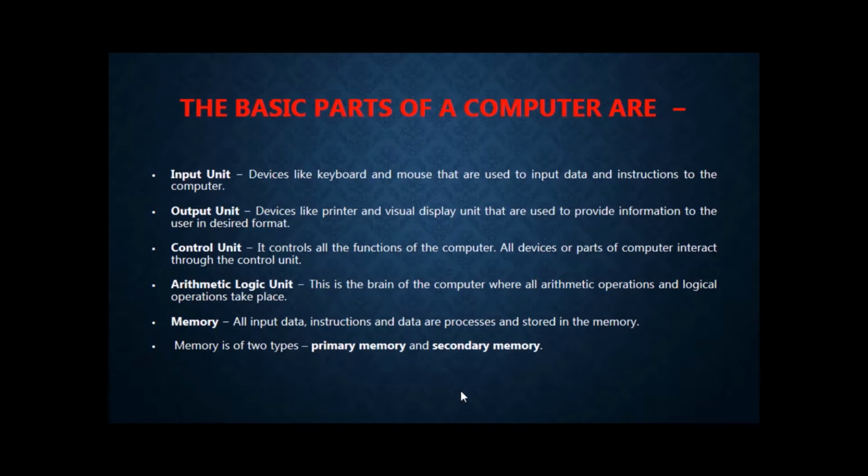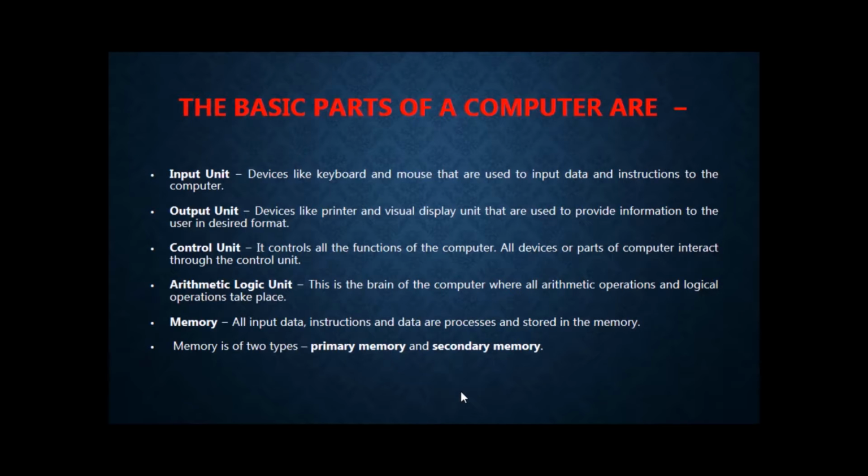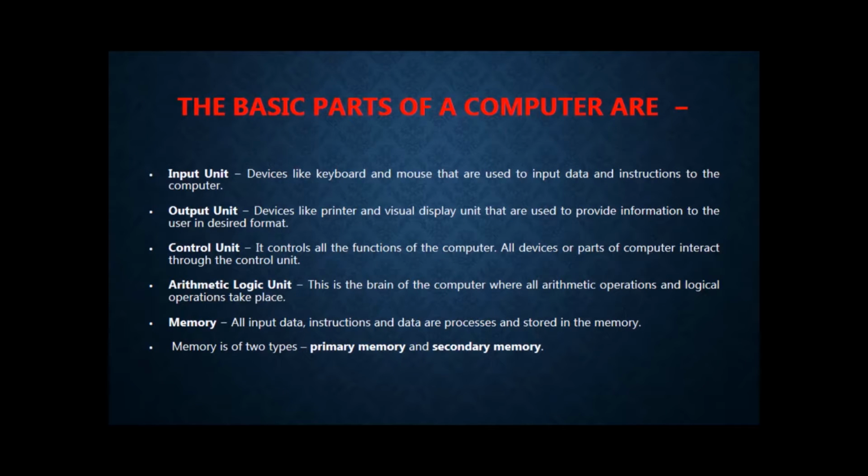Now, let's look at the basic parts of a computer. These are the input unit, the output unit, the control unit, the arithmetic logic unit, and memory. Now, an input unit, these are devices like keyboard and mouse that are used to input data and instructions to the computer. This is what you use to give your instructions to the computer.